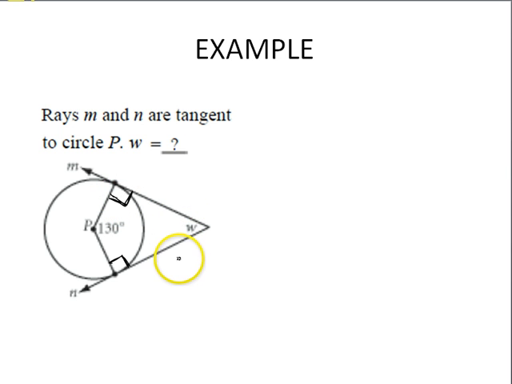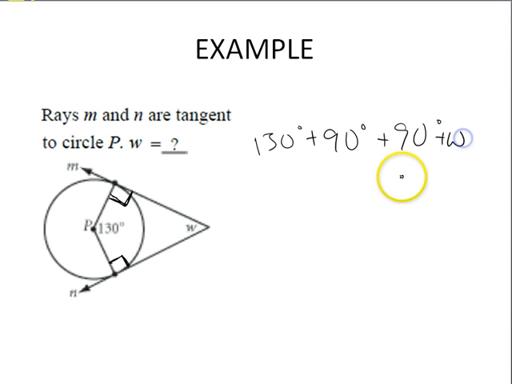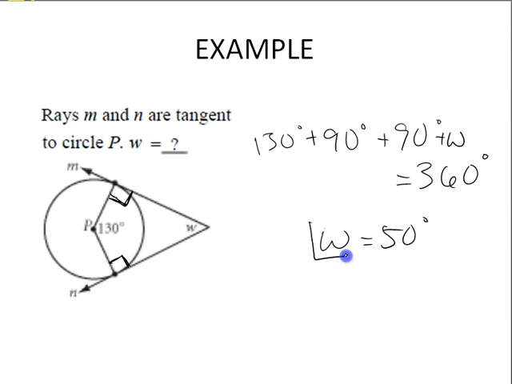Think about how we would find W. Try to do that yourself. Pause the video. Hopefully you tried this before you're looking at the answer, but we could use the polygon sum conjecture, which would say 130 degrees plus 90 degrees plus 90 degrees plus W equals 360 degrees. That is going to give us a value of 50 degrees for W.